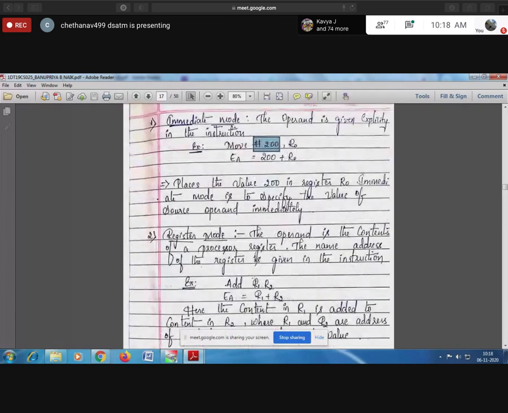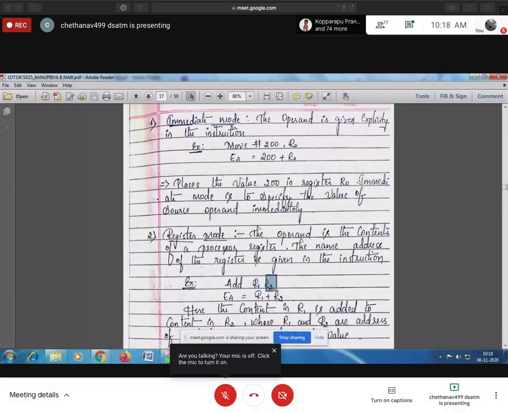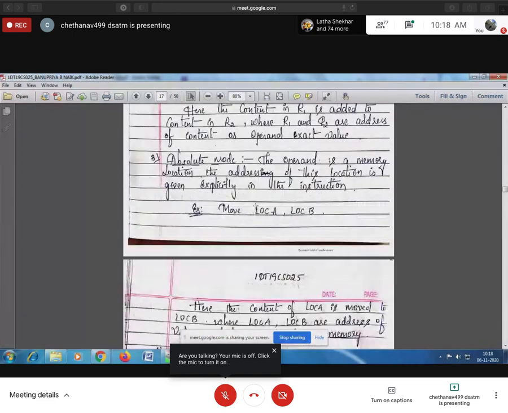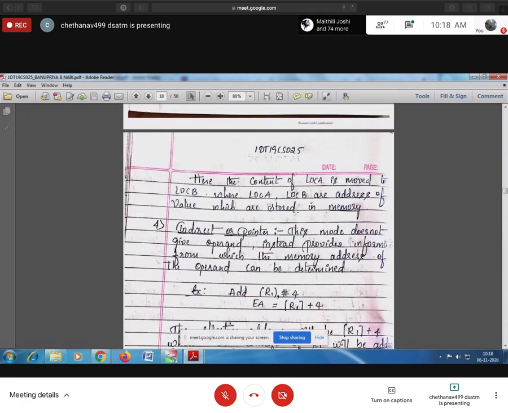Register mode means your operand data is available in registers R1, R2. That is register mode. Absolute mode means what? Your operand is not available in a register or directly in the instruction. It's available in a memory location, location A or location B. That is absolute mode.